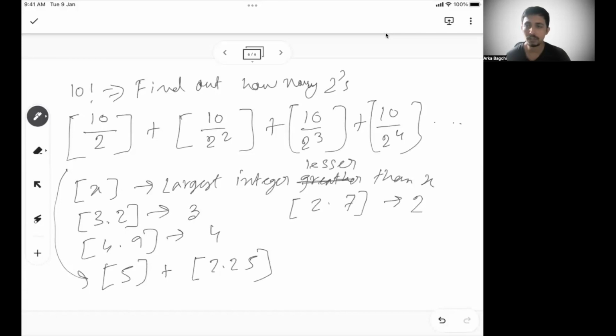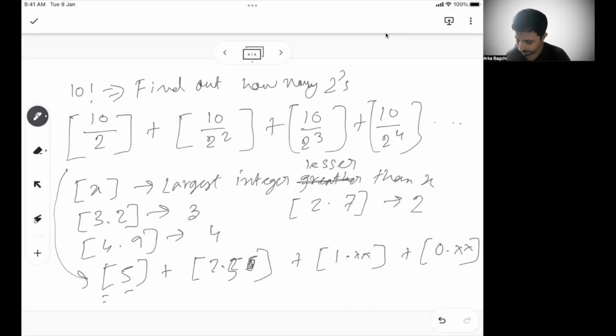2 square is 4. So that means you will get 2.5, not 2.25, 2.5 in the box. 10 by 2 cube, you will get 1 point something in the box. 10 by 8. 10 by 2 to the power 4 is basically 0. 10 by 16 is 0 point something. And if you do 10 by 2 to the power 5, it will again be 0 point something. So basically, the moment your numerator is less than your denominator, you should stop this calculation.